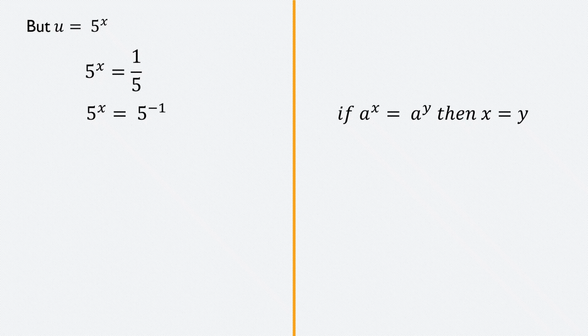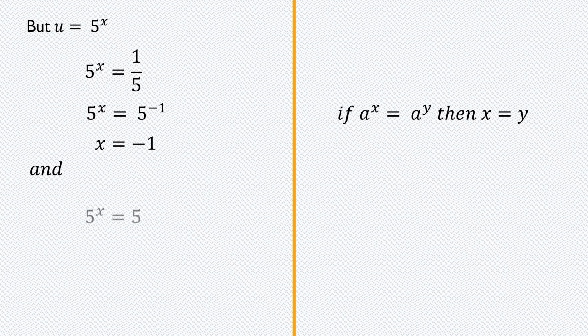So if u equals 5 to the power x, then 5 to the power x equals 1 over 5. 1 over 5 is the same as 5 exponent negative 1. So we have 5 to the power x equals 5 exponent negative 1. And now we know if the bases are the same, we can equate the powers. So if a to the power x equals a to the power y, then x equals y. So we have x equals negative 1.